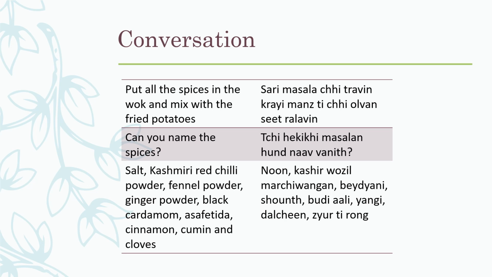Noon, kashir wazil marzavangan, badian, short, bud earl, young, dalchin, zur, wrong. Noon means salt. Kashir wazil marzavangan means red chili powder, Kashmiri. Badian is fennel powder. Short is ginger powder. Bud earl are black cardamom. Young means asafoetida. Dalchin is cinnamon. Zur is cumin. Wrong is cloves.